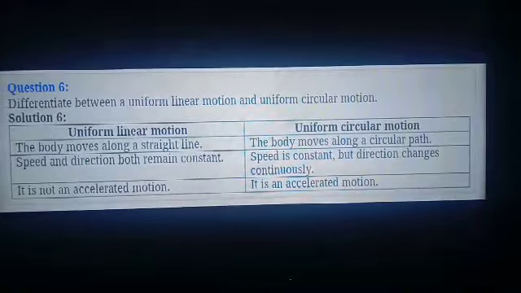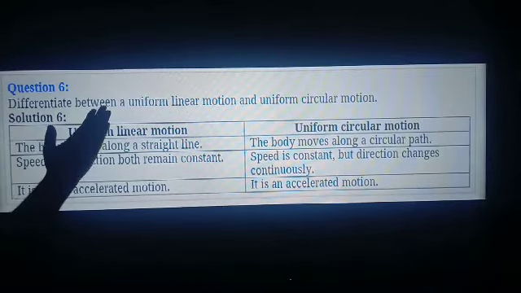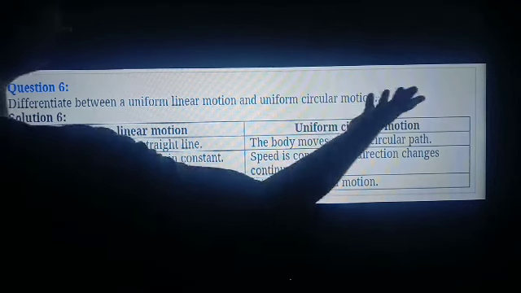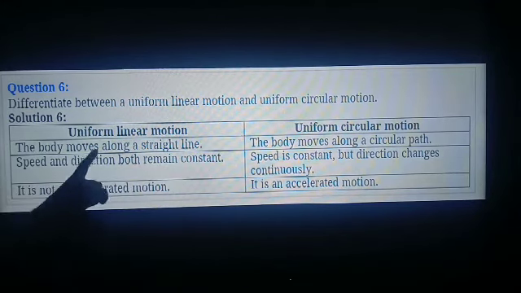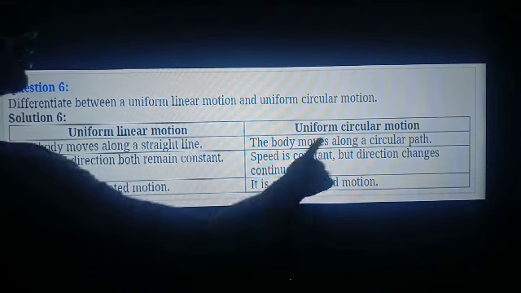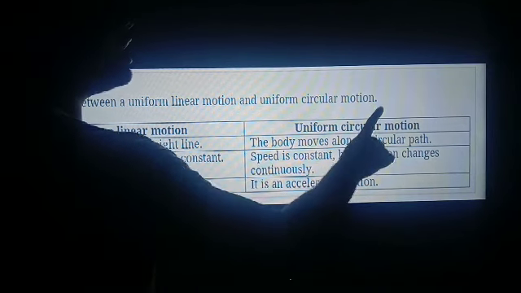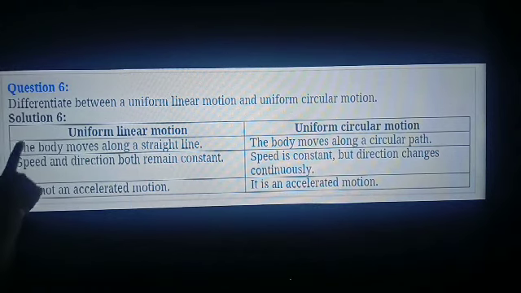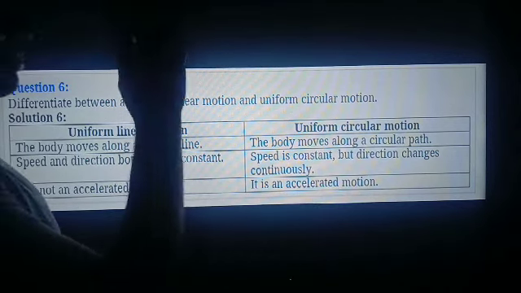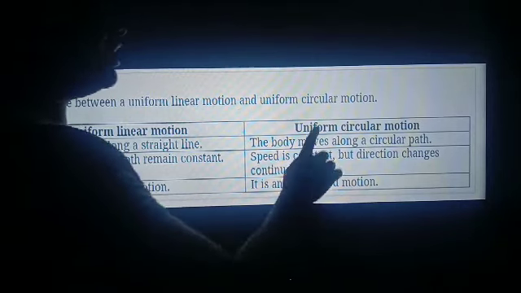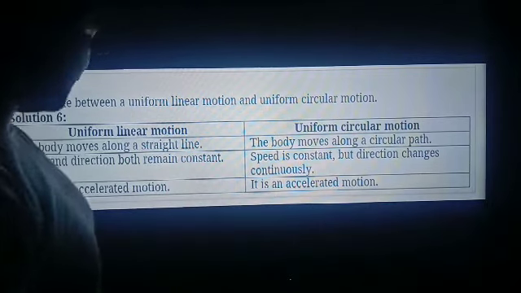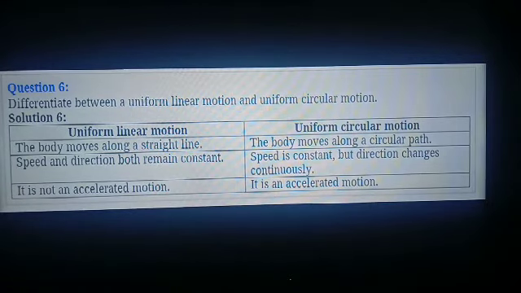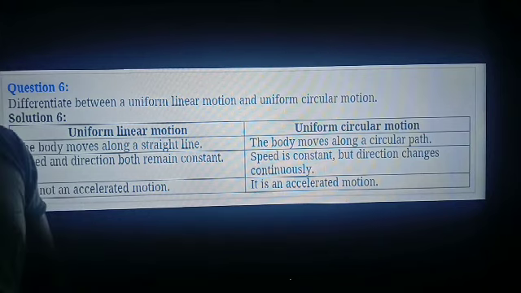Let's see the next question. Differentiate between a uniform linear motion and uniform circular motion. So what is the difference? In uniform linear motion, the body moves along a straight line. But in uniform circular motion, the body moves along a circular path. In uniform linear motion, speed and direction both remain constant. But in uniform circular motion, speed is constant but its direction changes continuously. It is an accelerated motion.